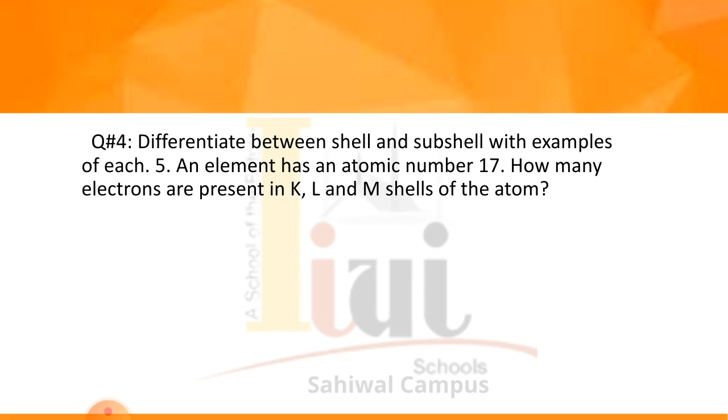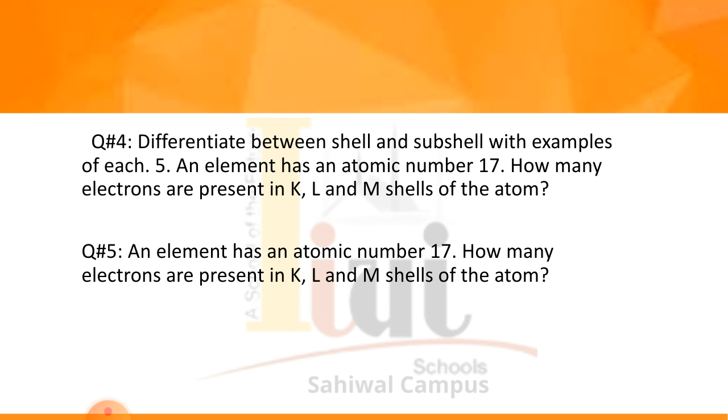Question number 4. Differentiate between shell and subshell with examples of each. So you have to differentiate between these two. An element has an atomic number 17. How many electrons are present in the K, L, and M shell of that atom? So you have to write the number of electrons respectively in the K, L, and M shell.